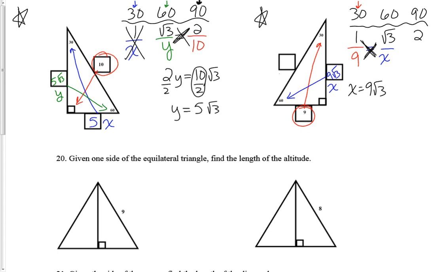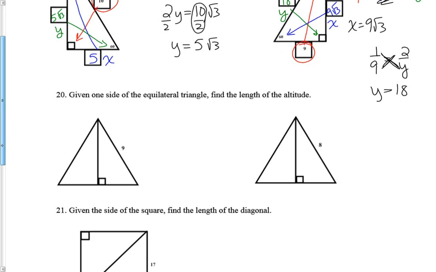Now I have another side I need to find, which is y. Y is across from the 90, so I'm going to place it underneath the 90, making a fraction with the 2. I have already found my x, so I'm going to eliminate that from my ratios. And now I have two fractions left. 1 over 9 will be equal to 2 over y. When I cross multiply, I get y is equal to 18. So I put that in my diagram.